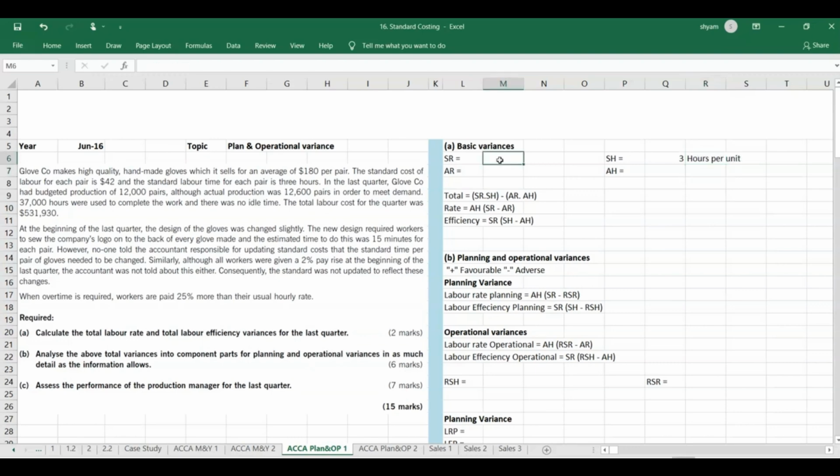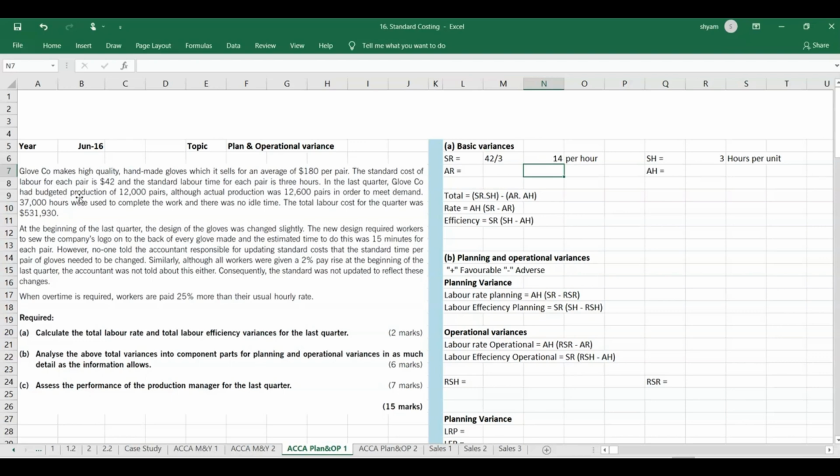But what about the rate? The rate is they are paying $42, but that is for 3 hours. So how much are they paying per hour? Per hour they are paying around 14.